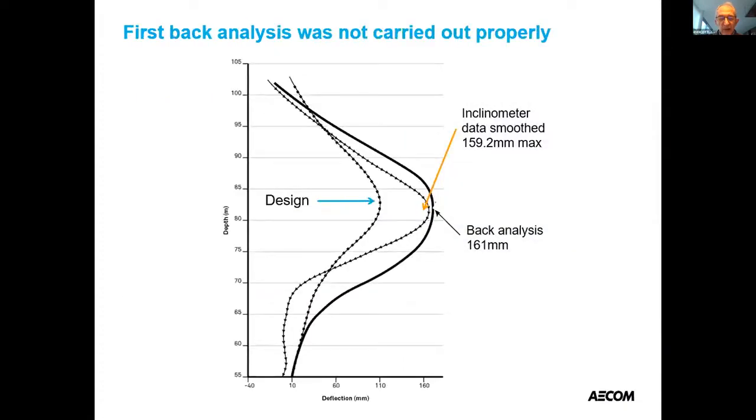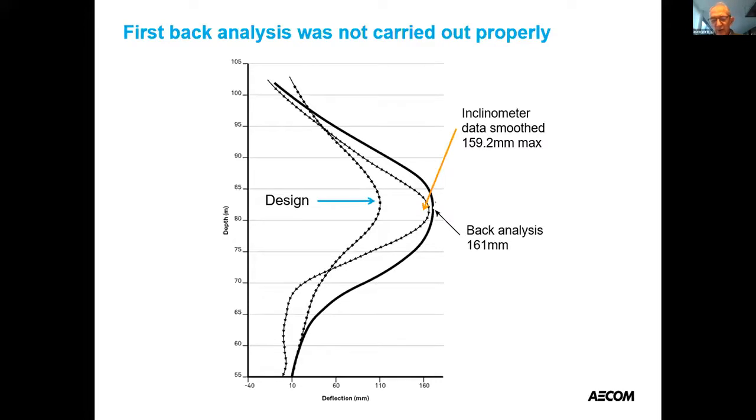Anyway, if we look at the back analyses, this is the first back analysis shown as the solid line, and the inclinometer data has been smoothed out because this was a soil inclinometer, but the maximum deflection of 159 was matched by the back analysis at 161. So at that point, the back analysis fitted the curve. But if you go down to the depth, which is actually elevation, say 70, you can see that the dotted line with triangles has got only half the deflection of the back analysis.